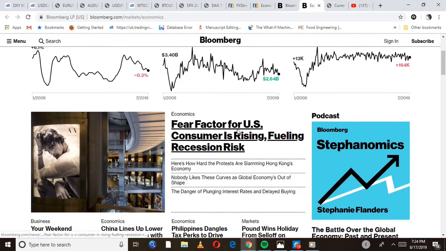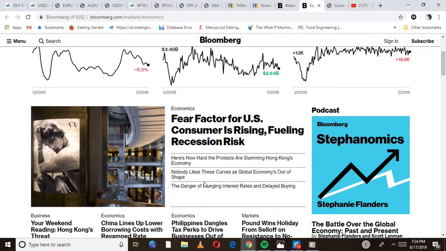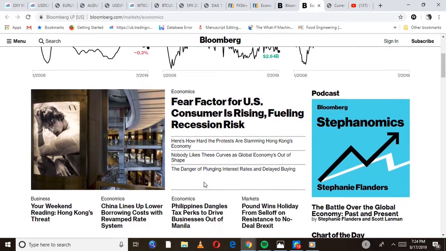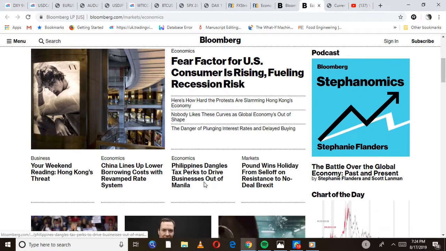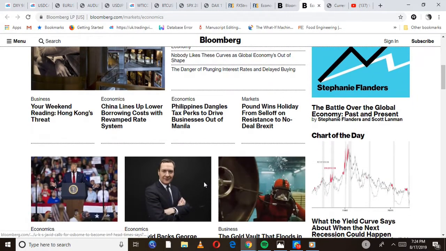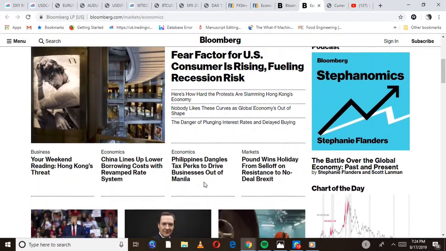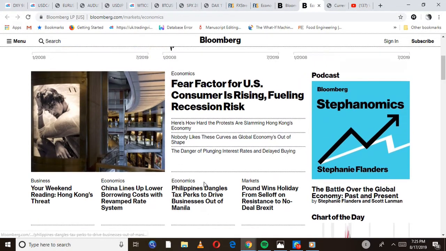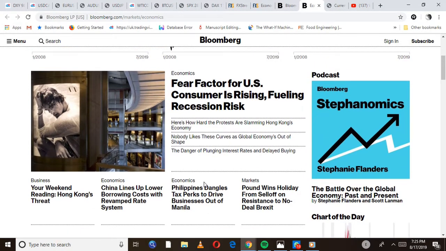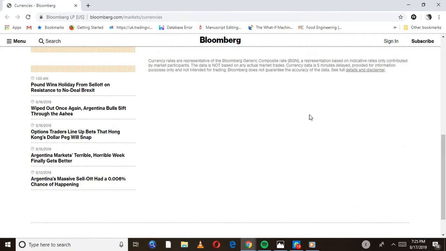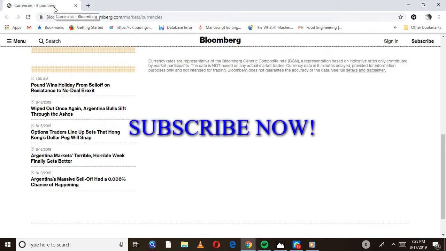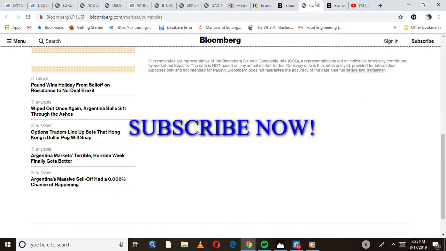Economics. Fear factor for US consumer is rising, fueling recession risk. Here's how hard the protests are slamming Hong Kong's economy. Nobody likes these curves as the global economy is out of shape. The danger of plunging interest rates, delaying buying. So there's a lot of negativity in the market right now as economists really point out a major economic recession happening anytime soon. Next will be currencies. Nothing much on currencies, otherwise just the Argentina peso is performing extremely badly.